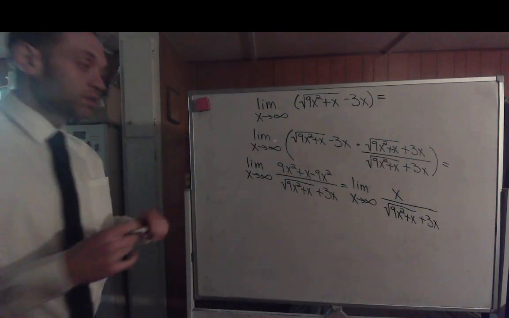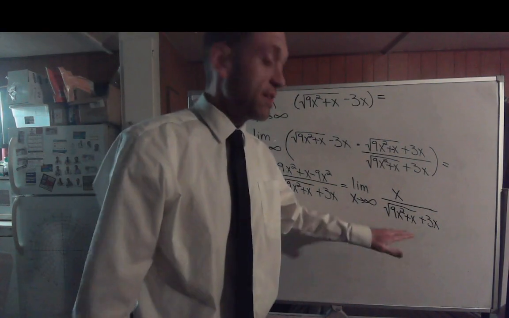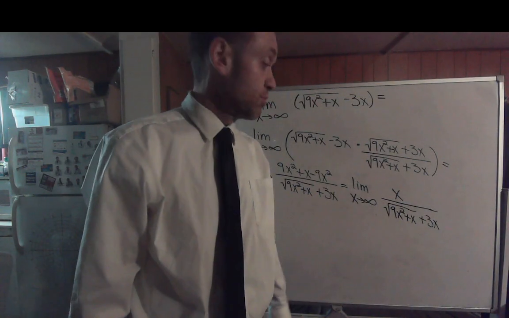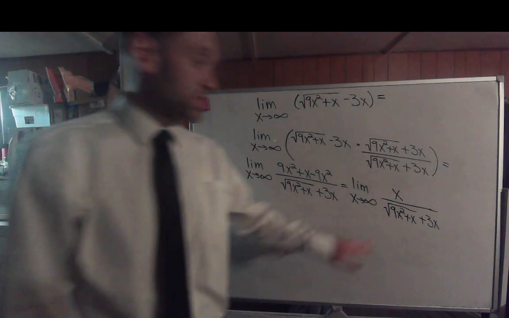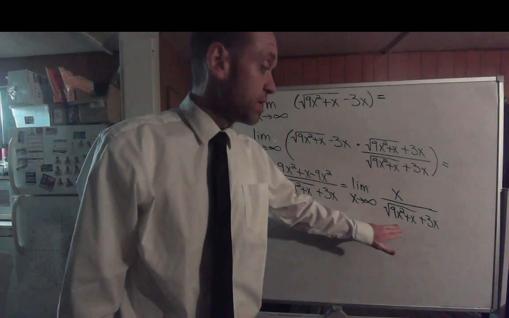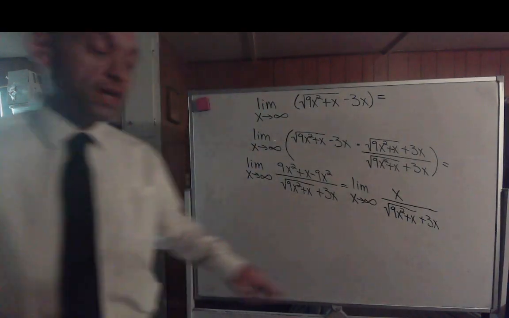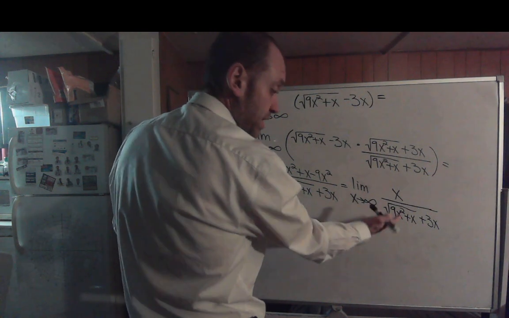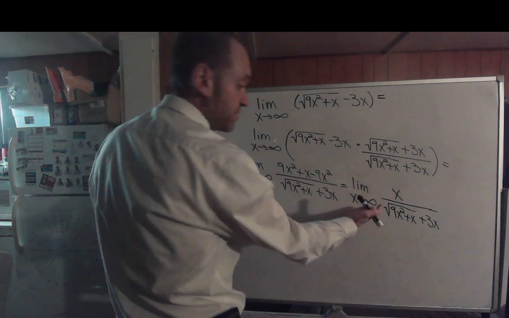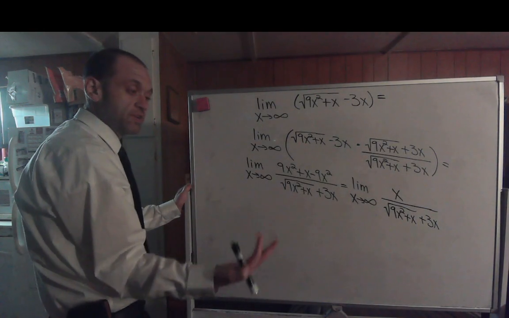And it might look like the degree of the denominator is greater than the numerator, but that's actually not so. What's the square root of 9x squared? It's 3x, right? It's going to be positive. It's going to be 3 times positive x simply for the fact that we're approaching positive infinity.